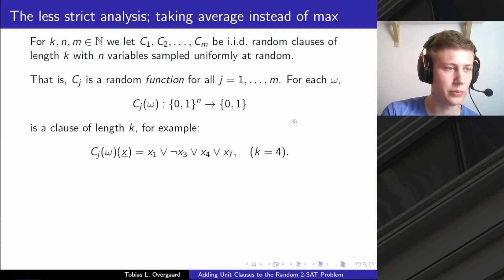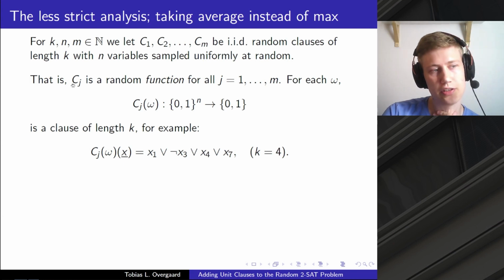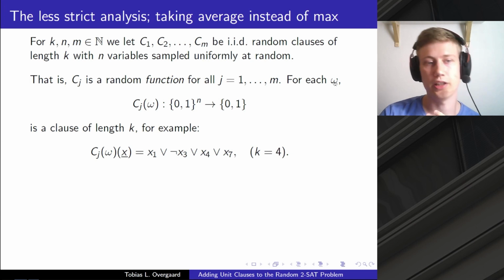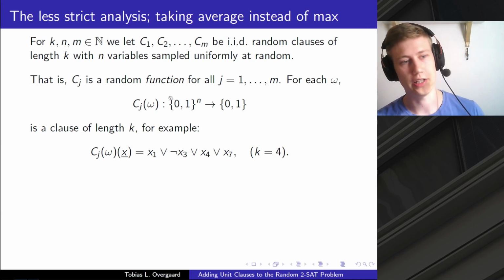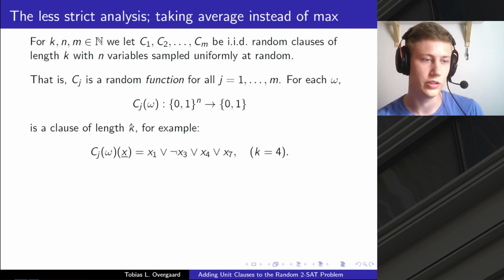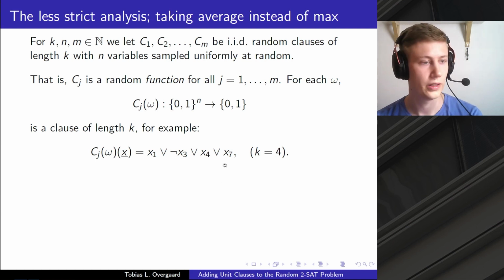So let me just spell it out here. That means that each of these Cj will be a random function. So if I take an omega from the sample space, Cj of omega will be an entire function. So this could, for example, be this function, right? So Cj of omega evaluated at x could be this clause of length 4, which I also showed earlier.